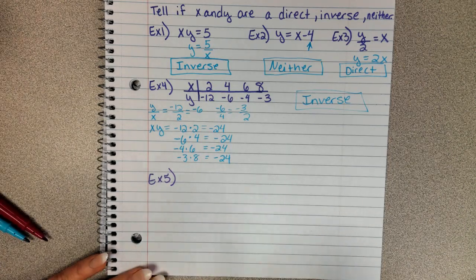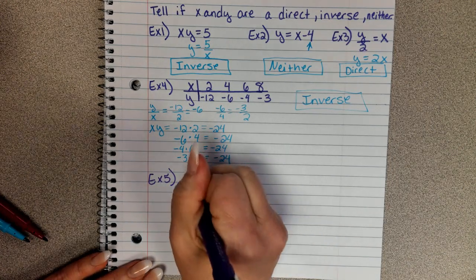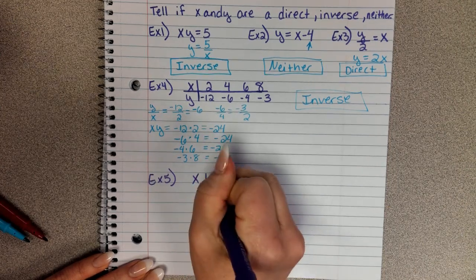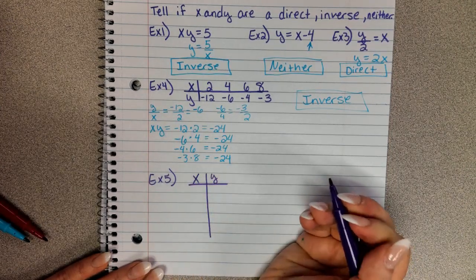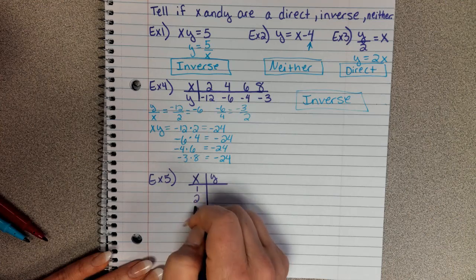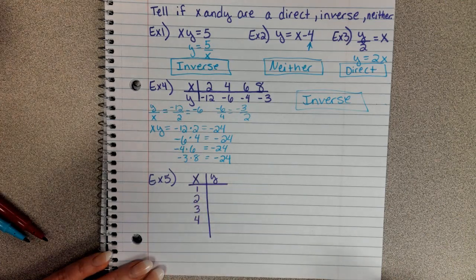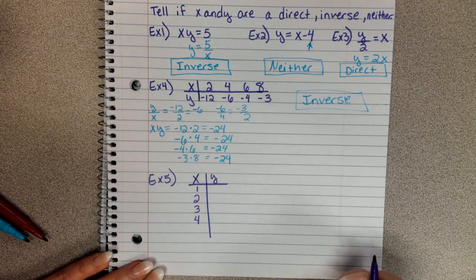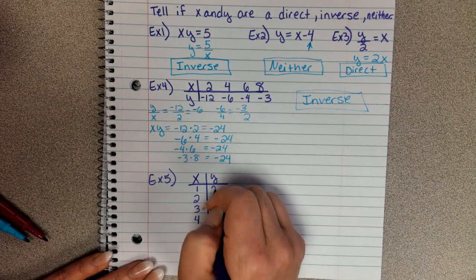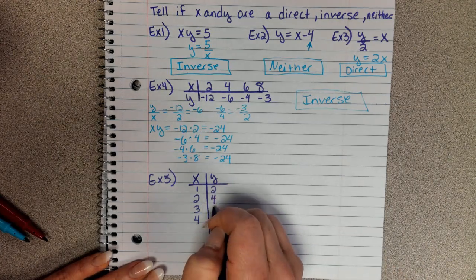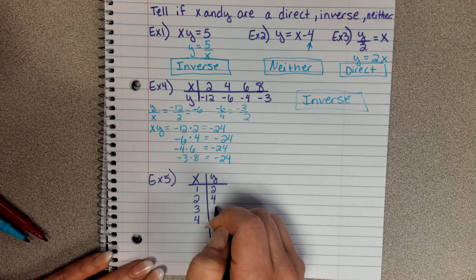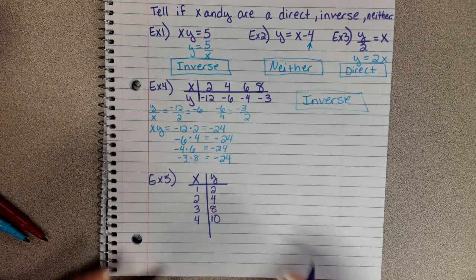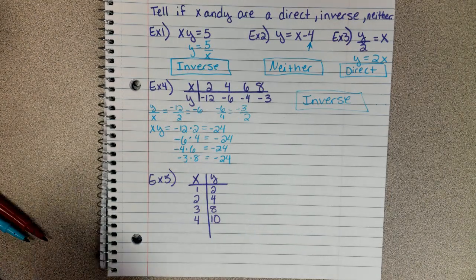You can have a table that's straight up and down. So let's say we have one of these. Here we go. Let's do 1, 2, 3, 4 for the x's, and then let's do a 2, 4, 8, 10 maybe for the y's. Okay, and we're going to look at our two options.